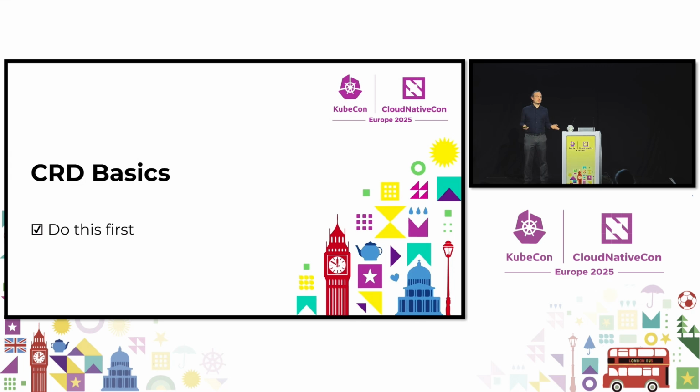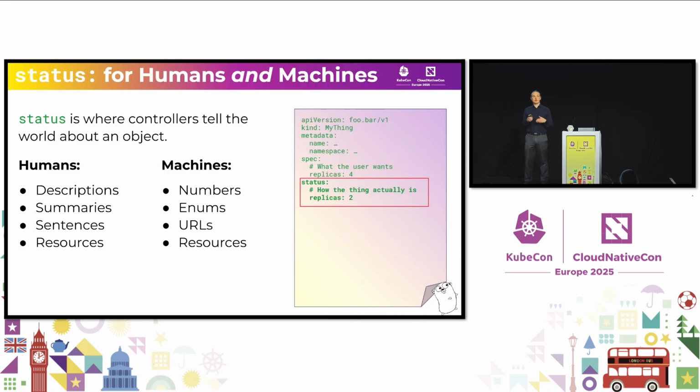We're going to start with a bunch of basics if you're writing a custom resource. If you've never written a custom resource before, there's a bunch of tutorials out there, and they'll fill in some of this for you. But I'm going to give you a little bit more color than just, you need to have a status. Status is really where your controller, whatever you're managing, tells the rest of the world about what's going on. And sometimes you're telling a machine, and sometimes you're telling a person. And so you want fields for both.